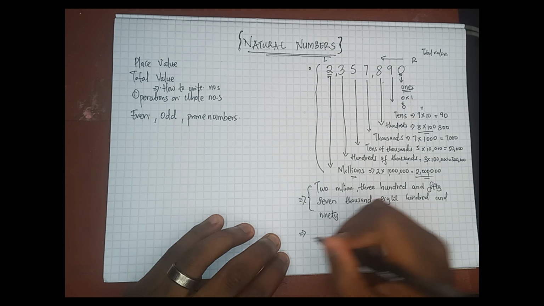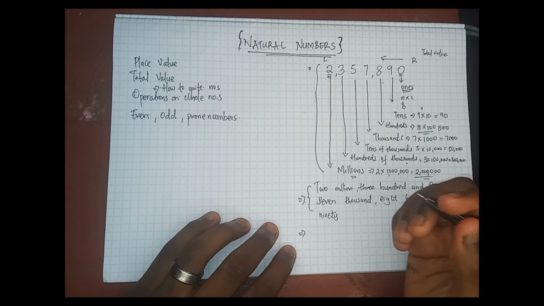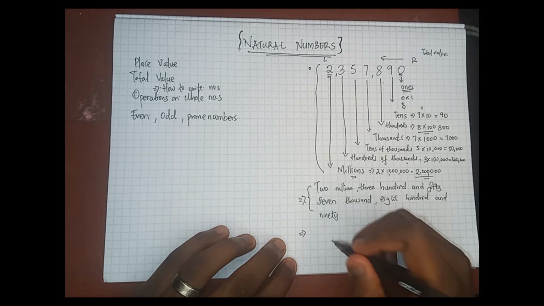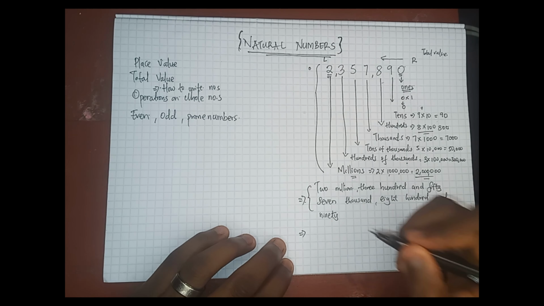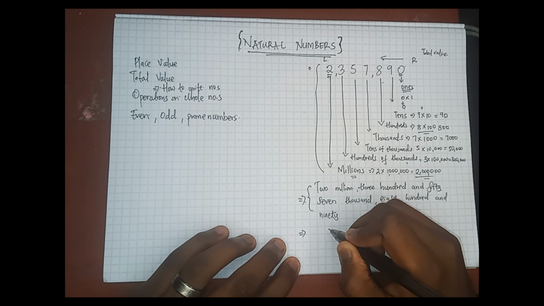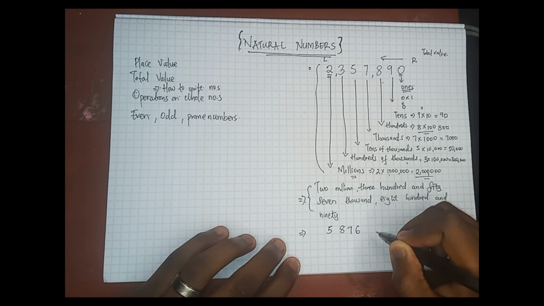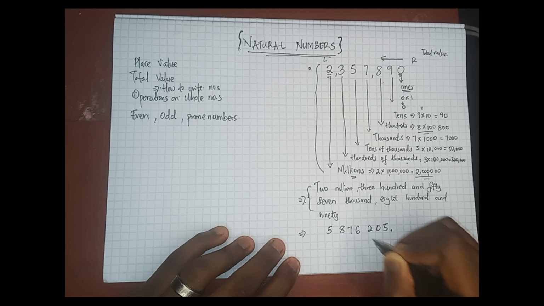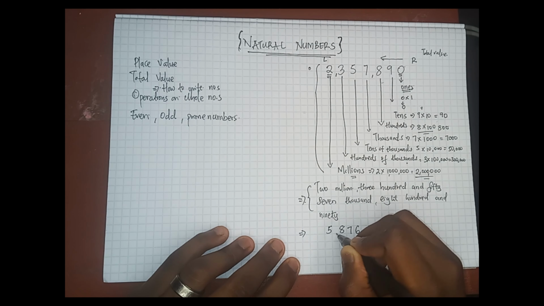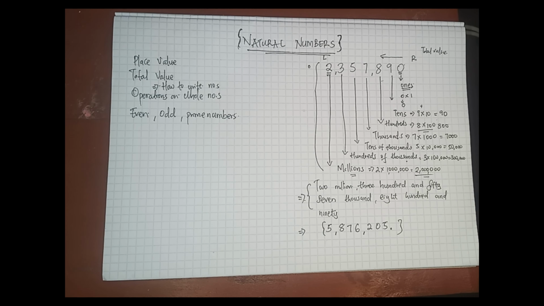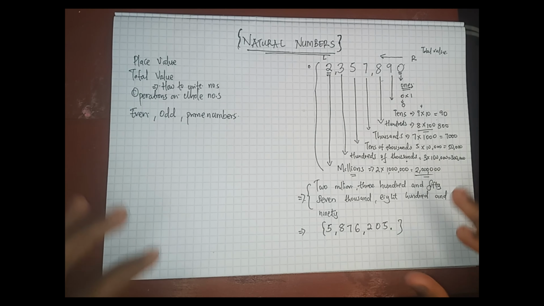So there is one punctuation rule about writing numbers, whereby after every three digits we place a comma. So for example this is 5,876,205. From right to left, count 1 2 3, 1 2 3. So that is how you write numbers. Okay, that is in words and also in digits.